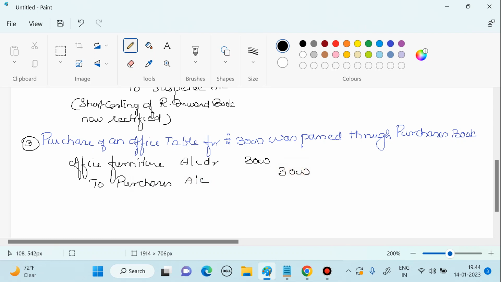So this is the journal entry. Purchase of furniture wrongly debited to purchases account, now rectified.